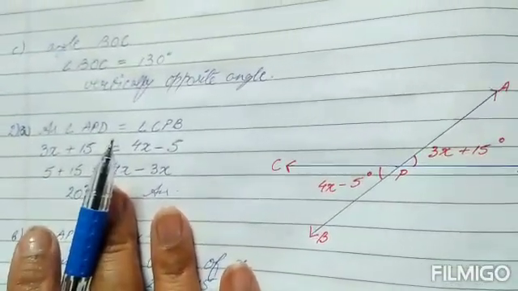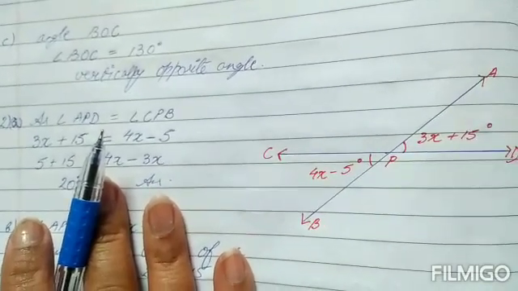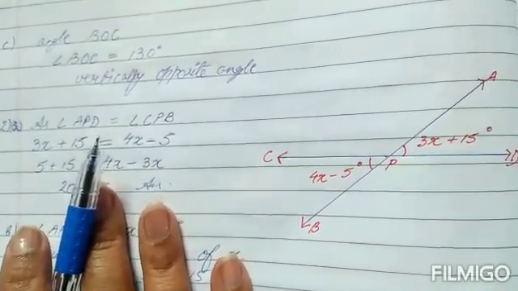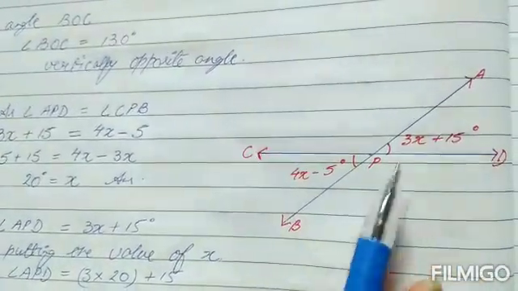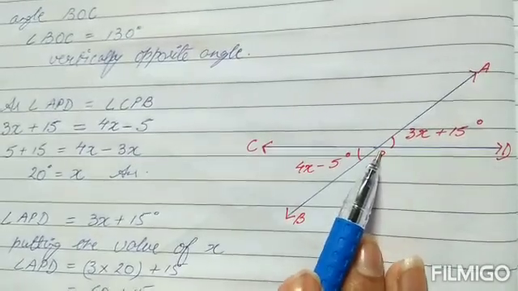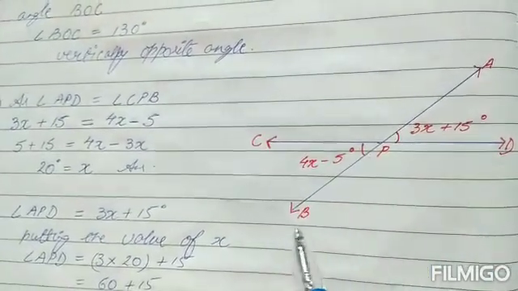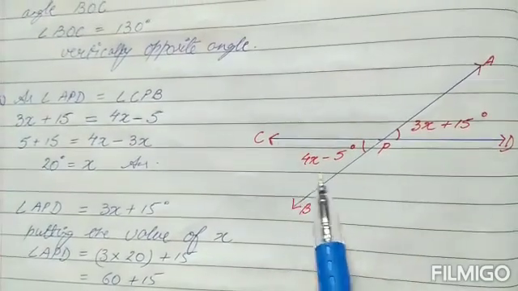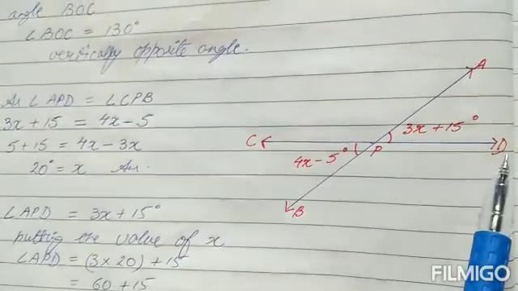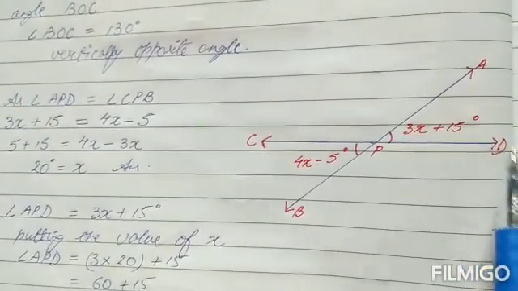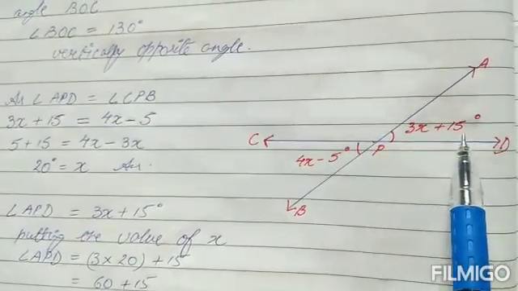Coming to question number 2, children. The adjoining figure shows two straight lines AB and CD intersecting at point O. As you can see, AB and CD are intersecting at point P. If angle BPC is equal to 4x minus 5, and angle APD is equal to 3x plus 15.